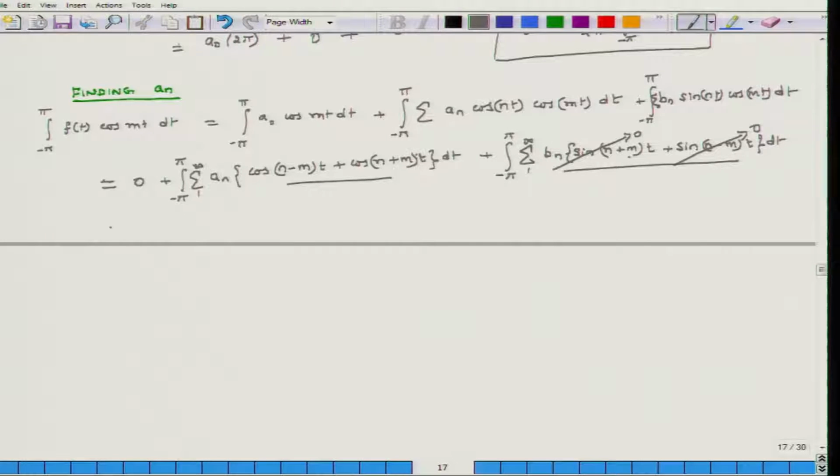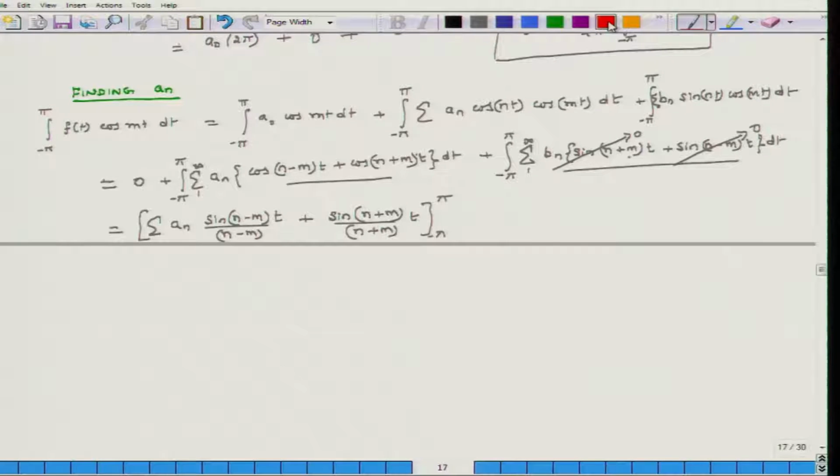So, we will have a_n times, in parenthesis, sin((n minus m)t) divided by (n minus m), plus sin((n plus m)t) divided by (n plus m), and this is evaluated at minus pi and pi.